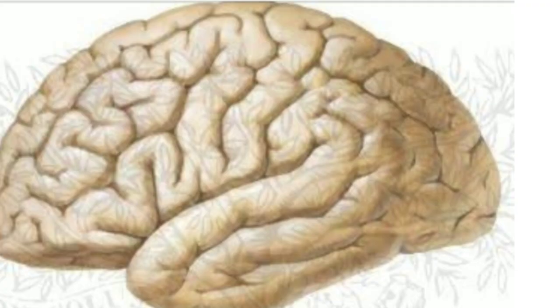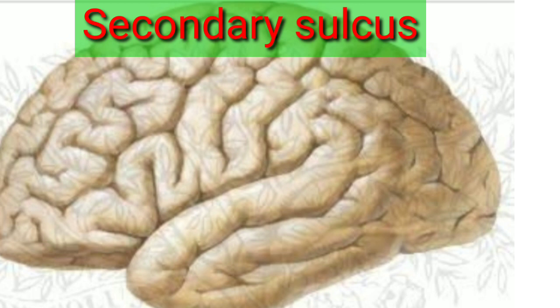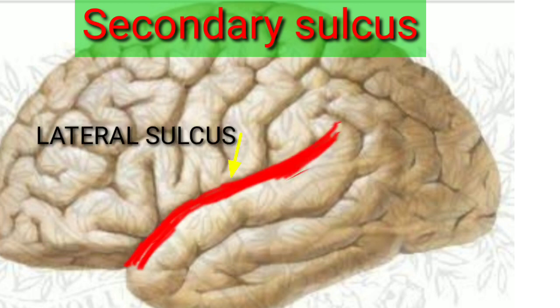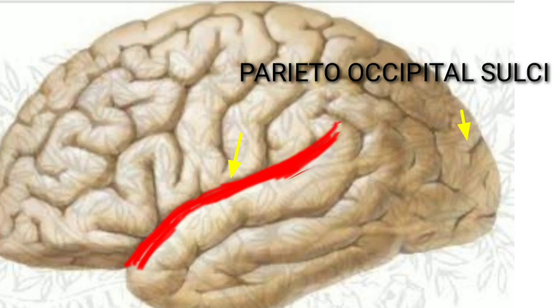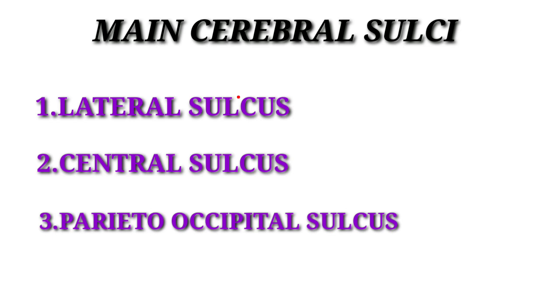Coming to the secondary sulcus, it is the one that depends on other factors for its formation. Examples of secondary sulci are the lateral sulcus and parieto-occipital sulcus. The submerging of the insula is responsible for the formation of the lateral sulcus, and backward growth of the corpus callosum is responsible for the formation of the parieto-occipital sulcus. Next we see what are the main cerebral sulci.